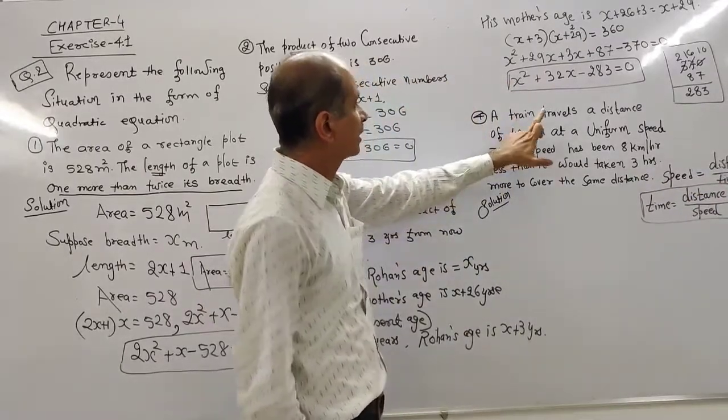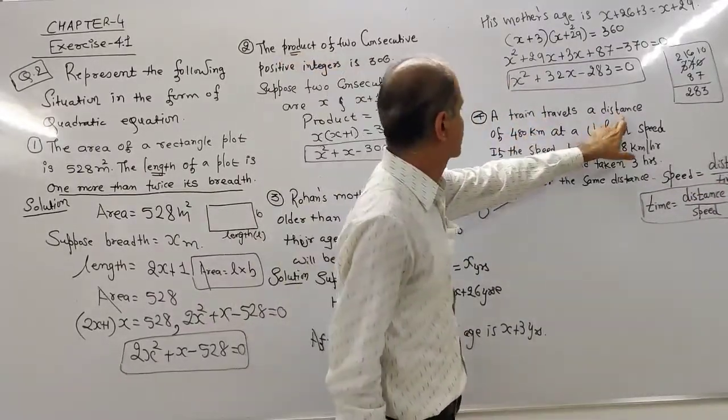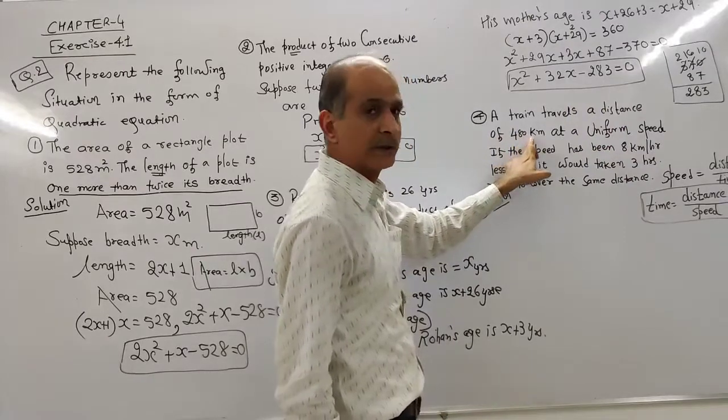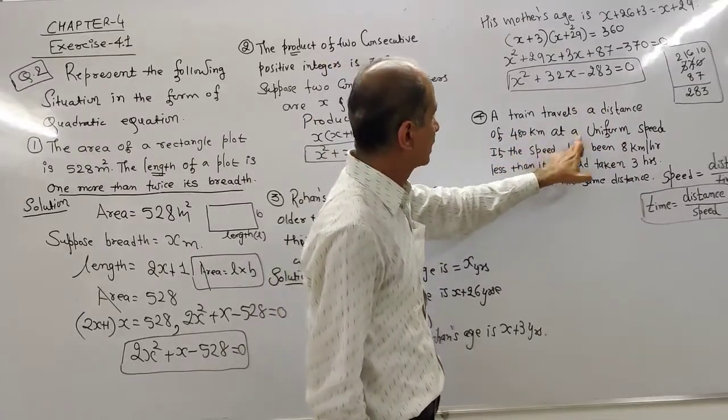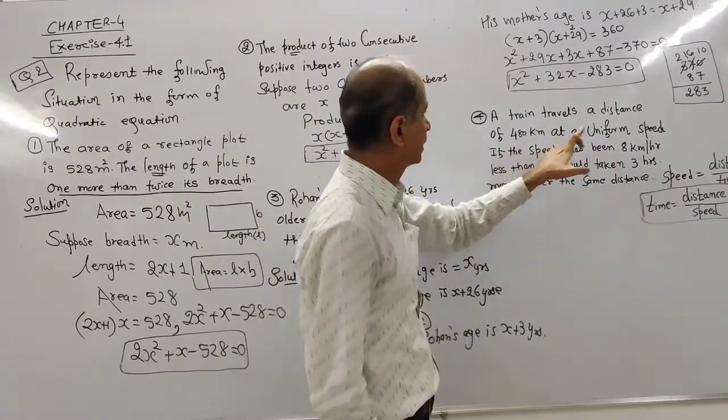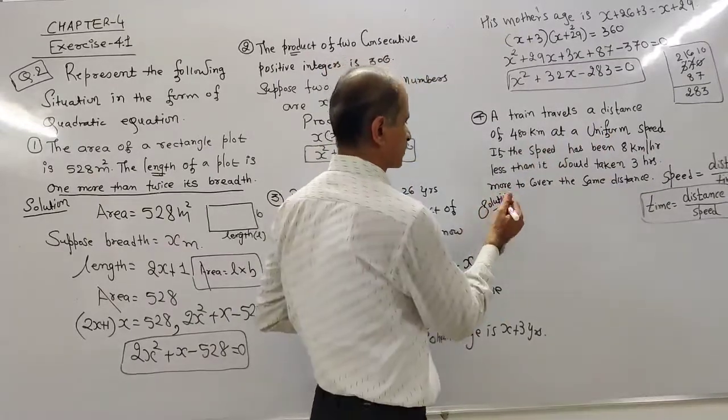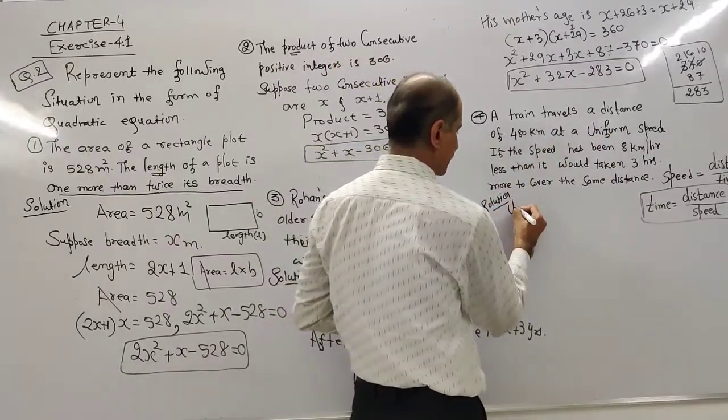Now, a train travels a distance of 480 km at a uniform speed. Suppose the uniform speed of the train.